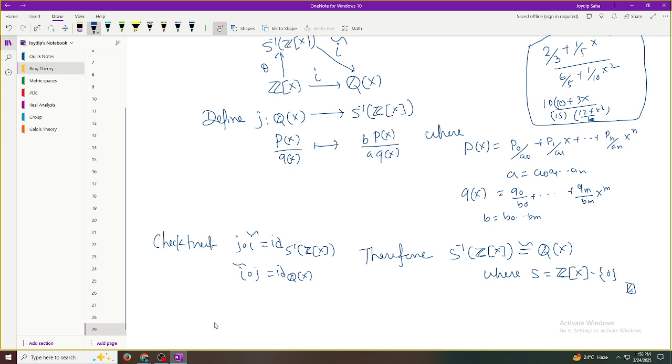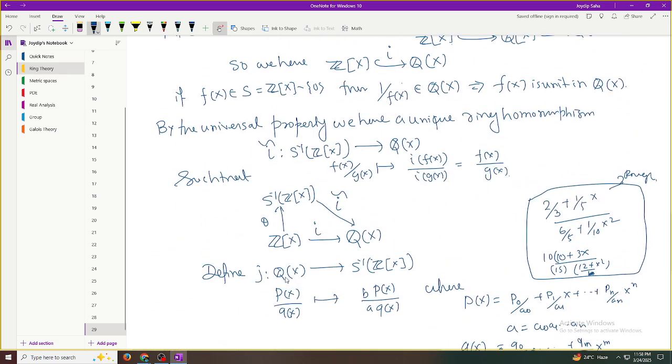Next question is, what are the ideals of S inverse R? Then the question is, what are the prime ideals of S inverse R? At last, what are the maximal ideals of S inverse R? Okay.